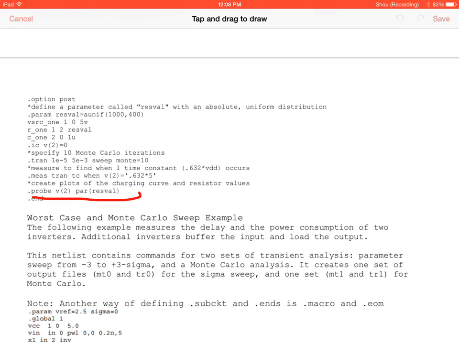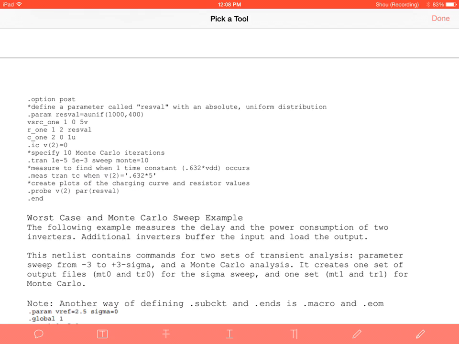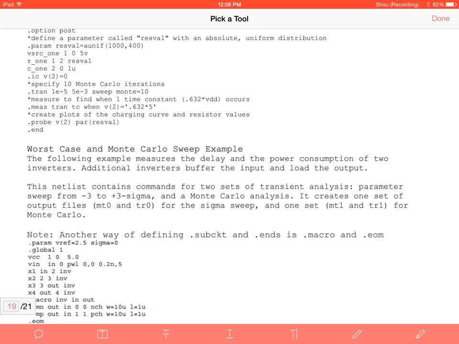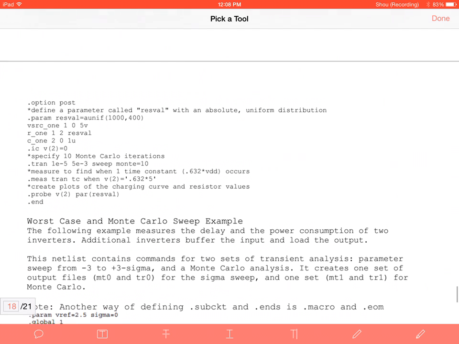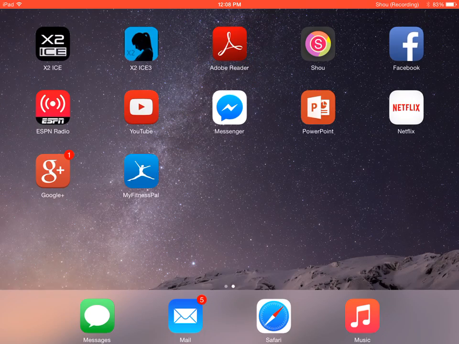And then we're going to do this .probe command, which basically we're measuring voltage 2. And with voltage 2, we're actually measuring the RC step response. And then we use resval to perform that measurement. And then .end. So we're actually probing, like you're taking a physical probe, and you're measuring that actual value. And we'll do the worst case in Monte Carlo sweep example next lecture.